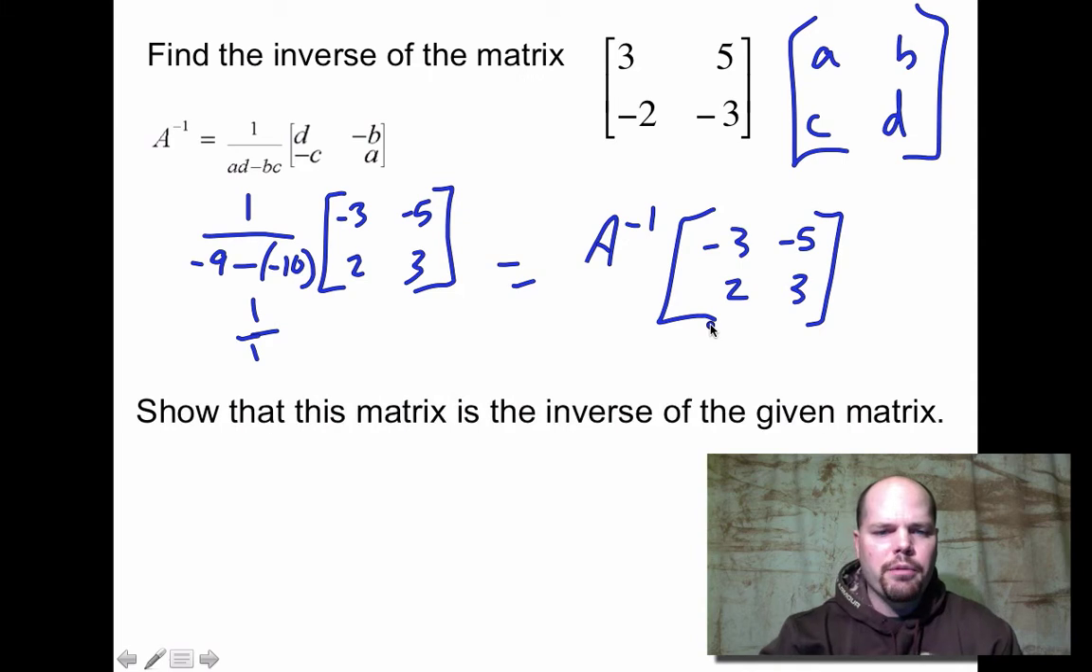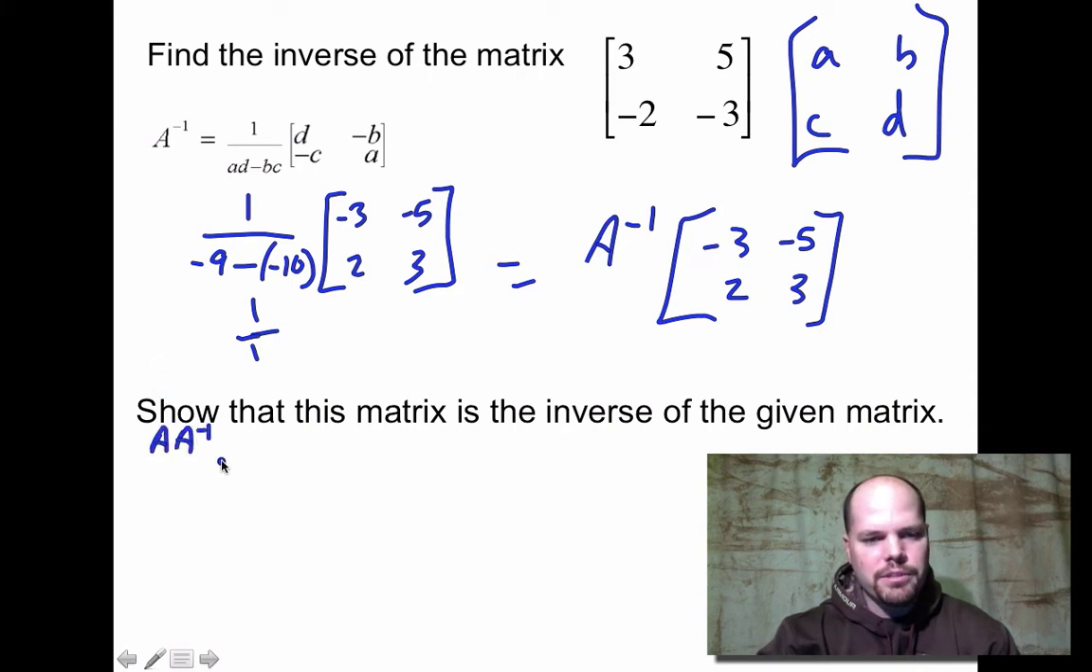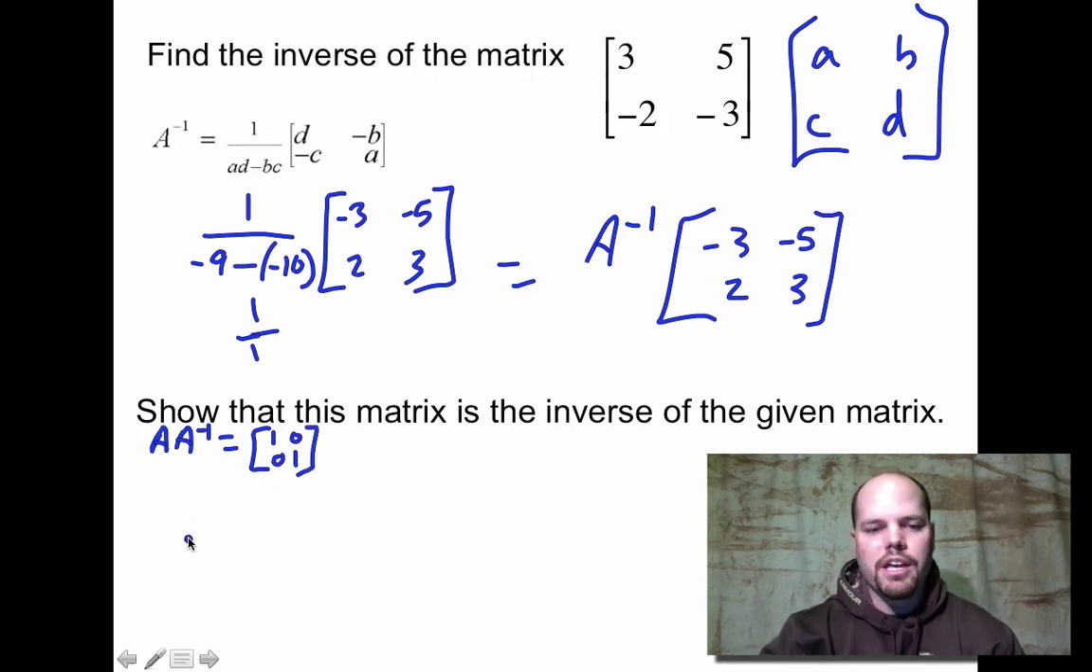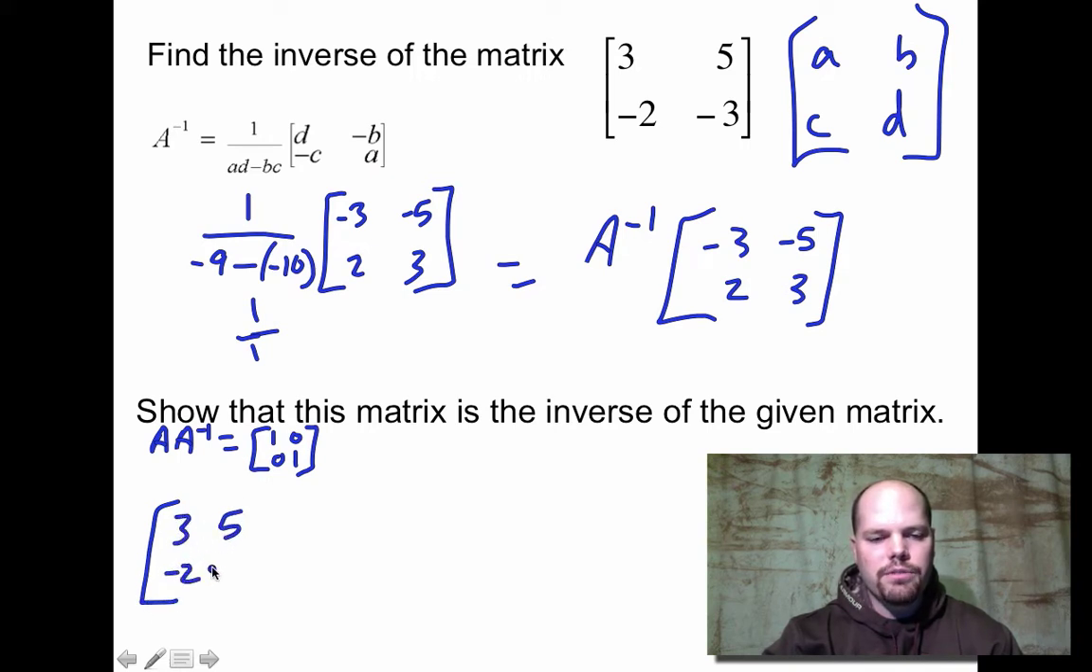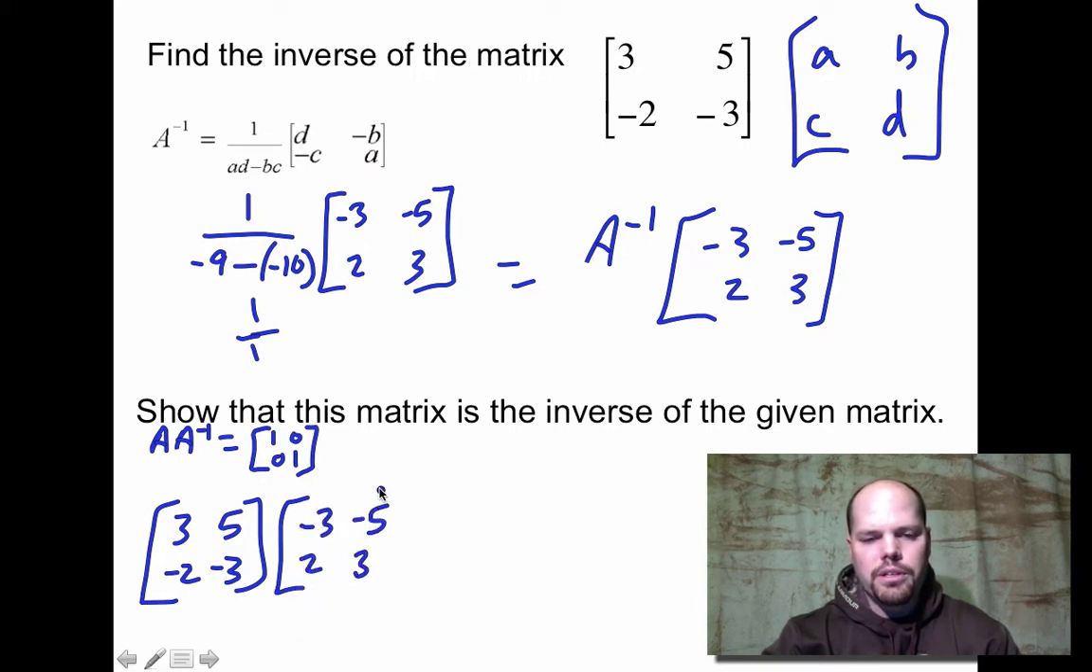Now we're going to show that this matrix is the inverse of the given matrix. To show that, if you take the matrix times its inverse, it's supposed to be the identity matrix. So we'll take matrix A, the 3, 5, -2, -3 matrix, and multiply it by the -3, -5, 2, 3 matrix.